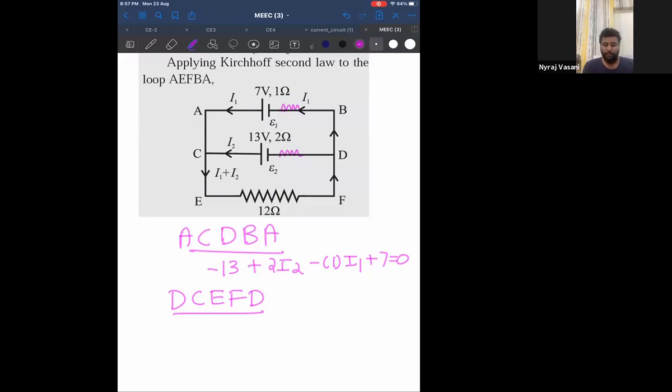Apply KVL to the loop DCEFD. So first look at the circuit. Where does this loop come? This. Okay. Now let us start.